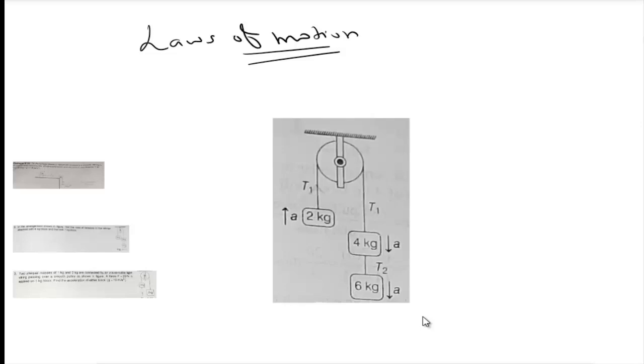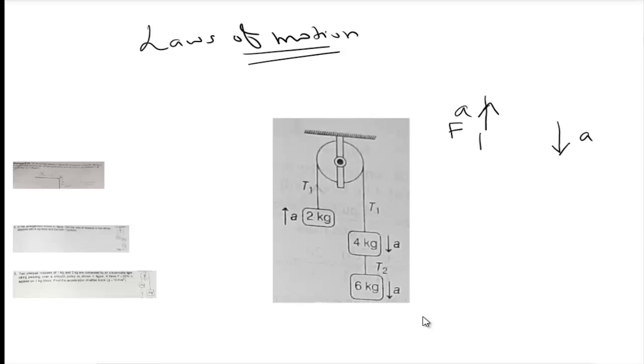For that, first we are going to consider the given diagram as a system. Which things do we need to consider here? The pulley and the masses given over there. So acceleration is acting in the downward direction on the right side, and on the left side acceleration is acting in the upward direction. So force is acting in the upward direction, right?